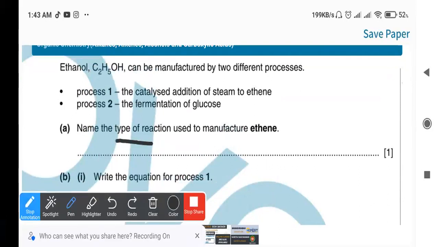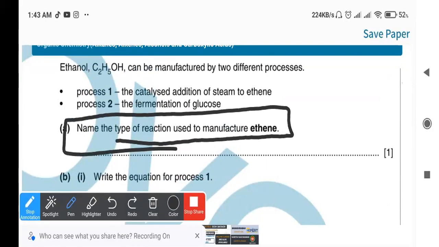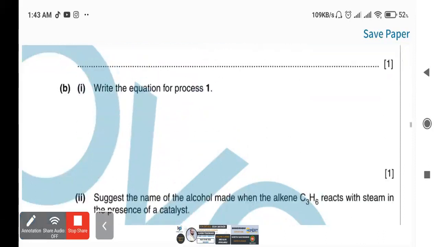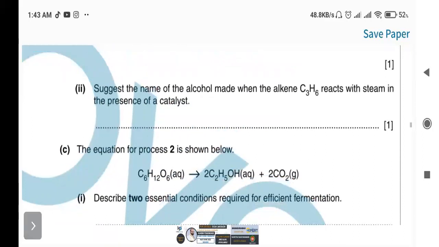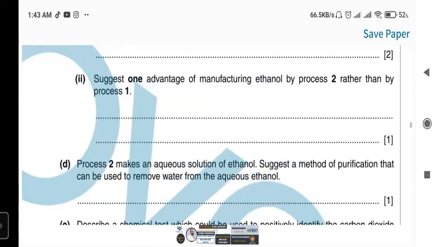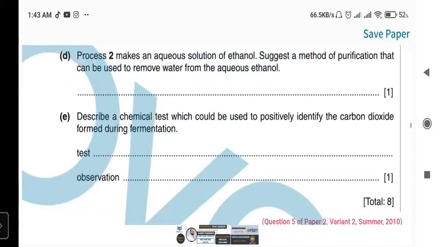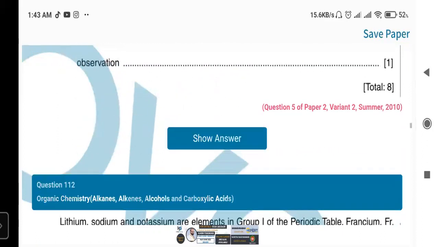Okay, manufacturing ethene. So ethene is an alkene. Alkene can be obtained from what? Alkenes can be obtained from alkanes by cracking. Alkenes can also be obtained from an alcohol by dehydration reaction. The equation for the process one, we have already discussed. Fermentation. The positive test of carbon dioxide, we already know that lime water turns milky or cloudy.